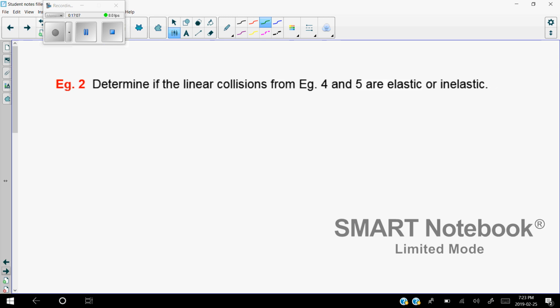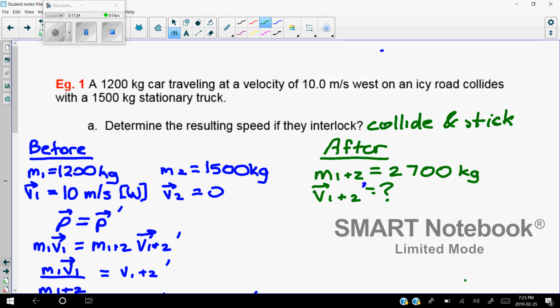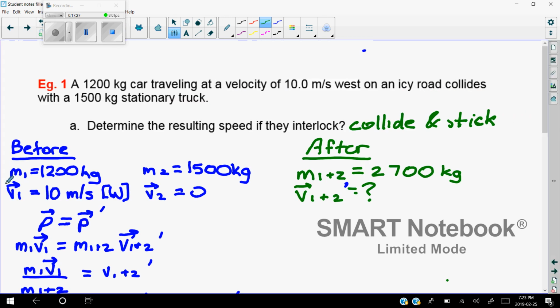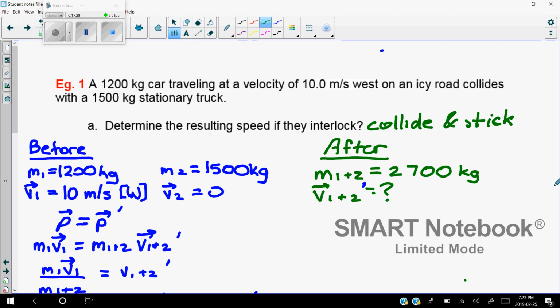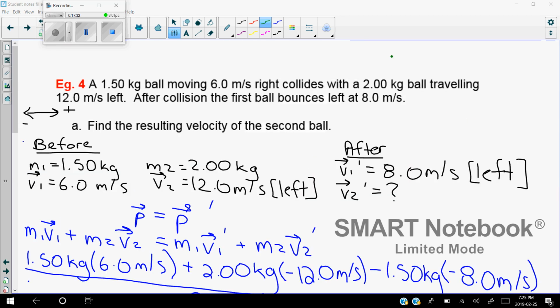All right, let's move on. Example number 2 says determine if the linear collisions from example 4 and 5 are elastic or inelastic. So we're talking back from our previous lesson. We're going to do example 4 and 5 from linear momentum first. So flip back to example 4 and we'll get some data.